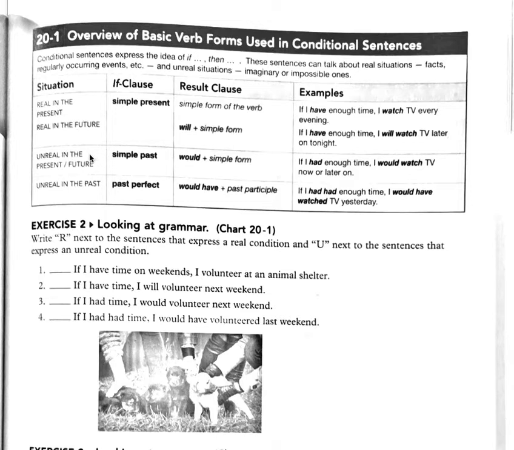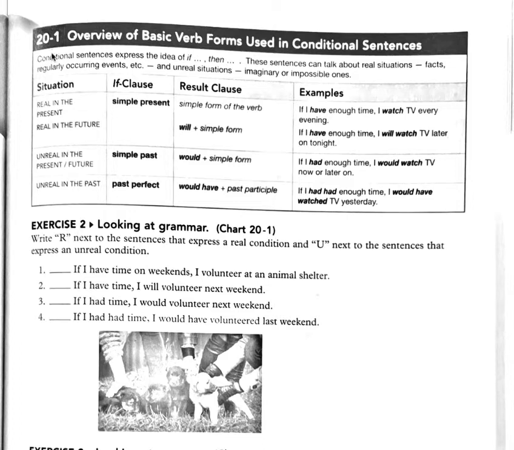And then unreal in the present or future, that's going to be chart 20-3 on page 430. And unreal in the past is going to be on page 432. So this particular chart is easier to use because it explains in detail what the if clause and the result clause verb forms will be, depending on the situation, if it's real or unreal. Okay?